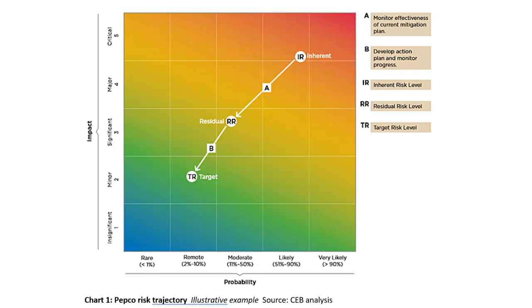Third, demonstrate the effectiveness of risk management plans by including inherent and residual risks. Illustrate reductions in risk exposure by mitigations or internal controls. This map shows the inherent risk at point IR. Risk management option A reduces the risk to point RR. This is the residual risk. Then option B takes it down to the target risk, point TR.